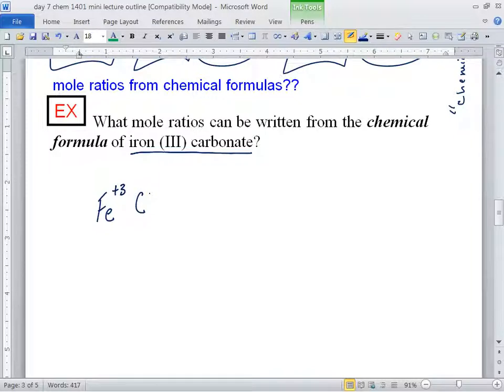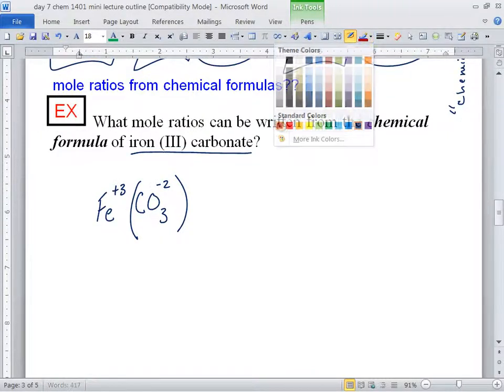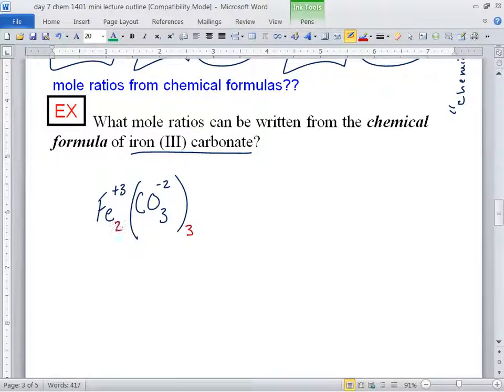C. And it's polyatomic, so I'm going to use parentheses. C. Keep going. It's a 3. And what's the charge on it? Yep. Negative 2. All those polyatomics are negative, except for ammonium. Okay, now we can do the subscript thing. All right. So it's Fe2(CO3)3, iron 3 carbonate.